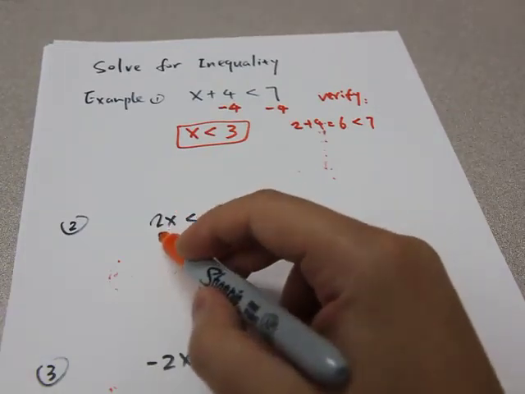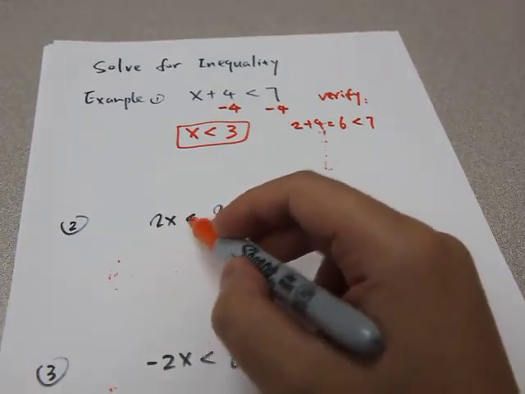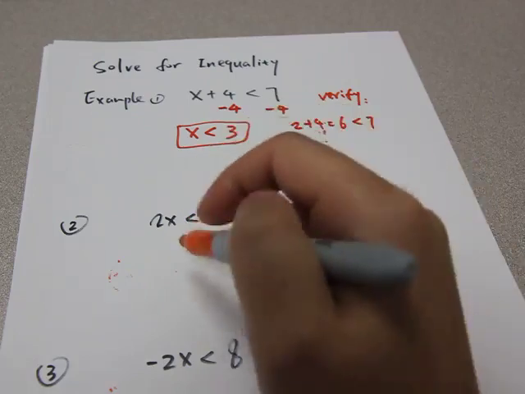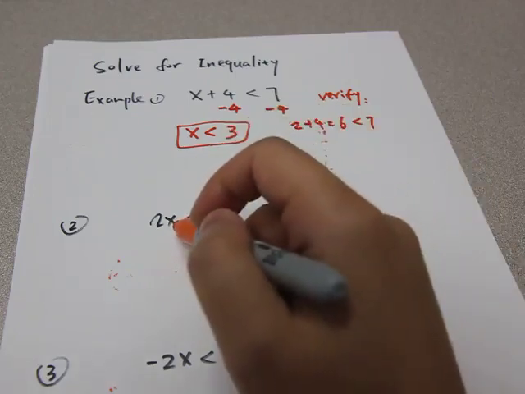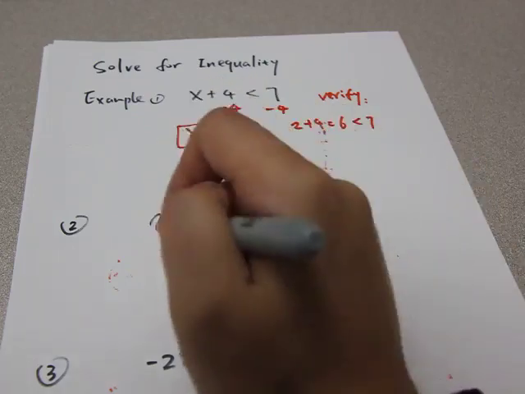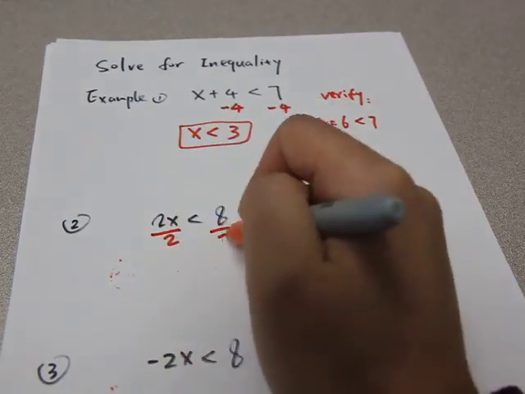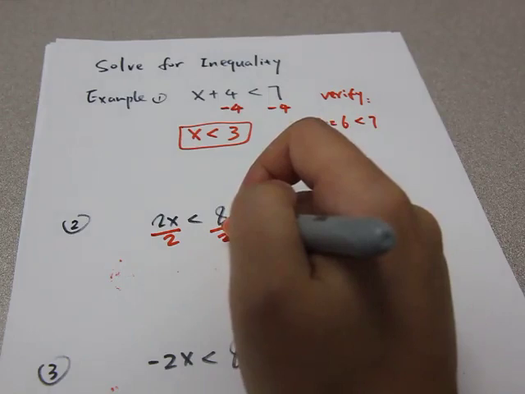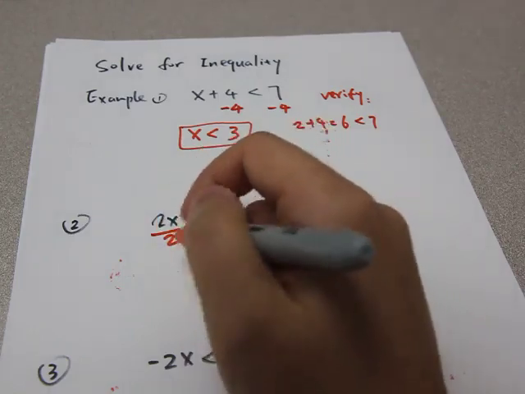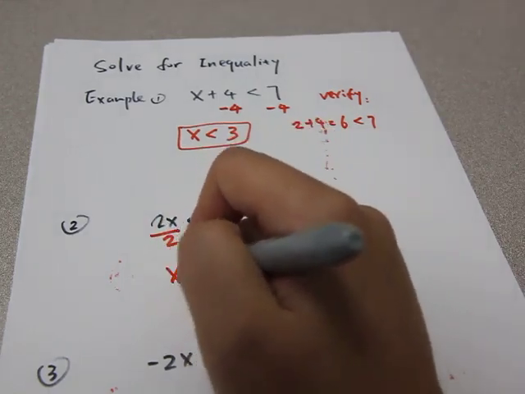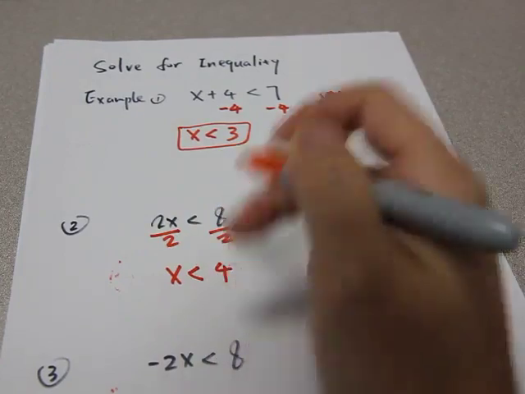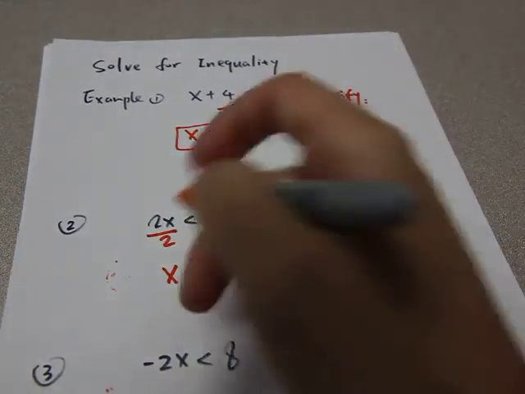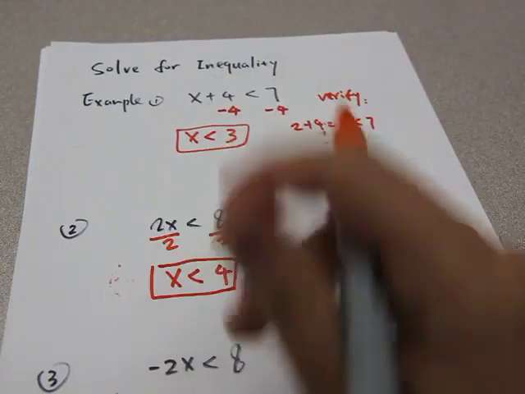Like here, we have 2x less than 8. In order to isolate the x, we want to divide by 2. So I divide by 2 on both sides, and I have the solution: x is less than 4. Okay.